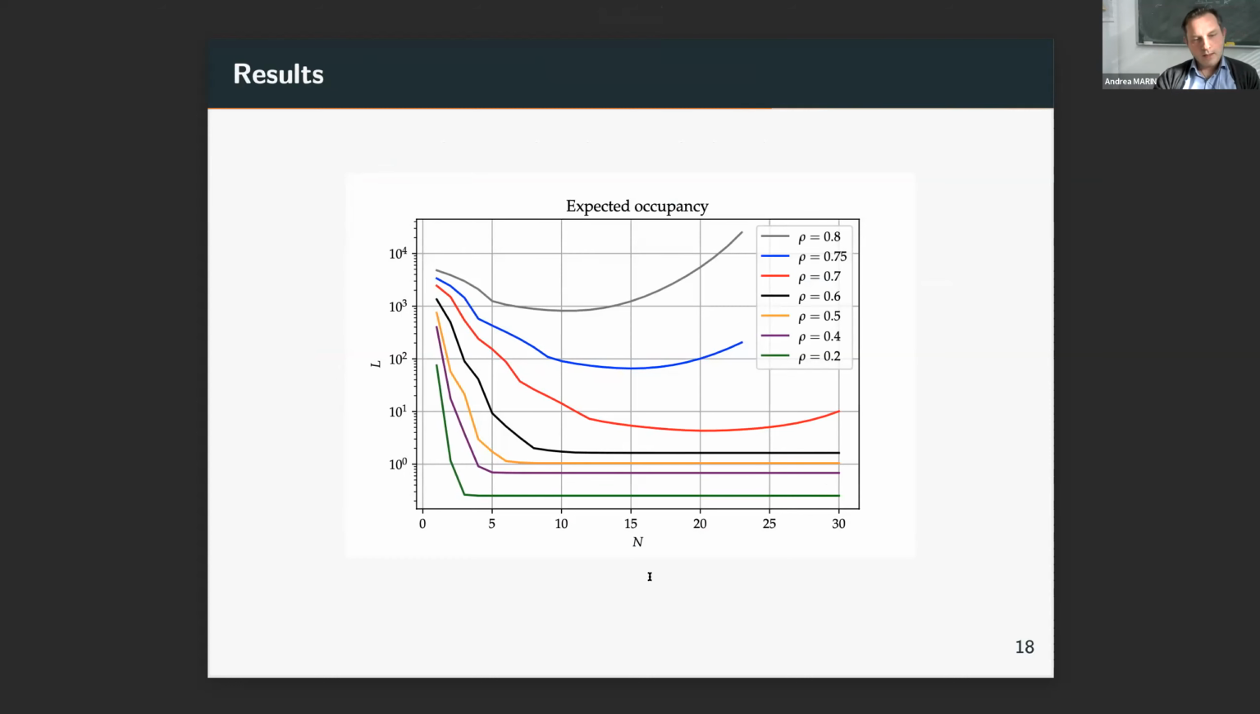As you may see, as n grows, we obtain an optimal value of n when the load factor increases. When the load factor is low, basically a very small number of parallel processes, even if we have a very heavy tail, is going to be optimal for the minimization of expected response time.